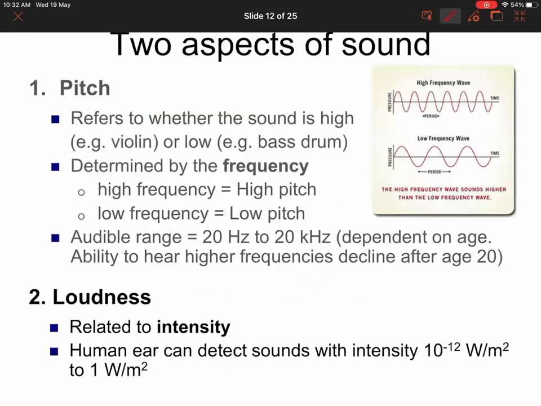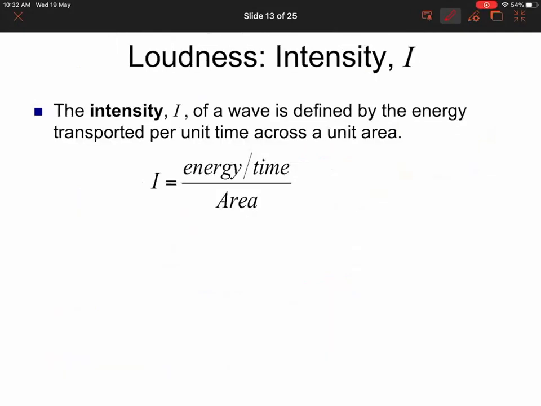Also, the other aspect of sound is the loudness. Loudness is related to the intensity. Okay, so what is intensity? Intensity is defined as the energy per time transported over a unit area. So remember how waves, they carry with them energy as they propagate through space. So the amount of energy that the waves carry per unit time across a given area, a unit area, is called the intensity.